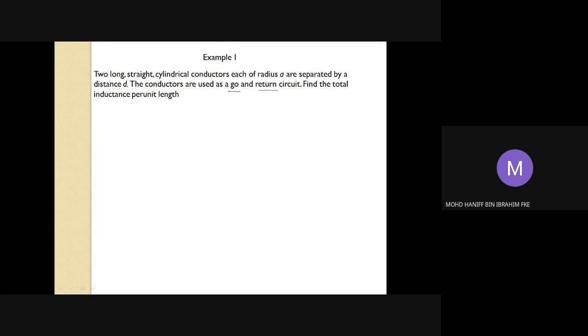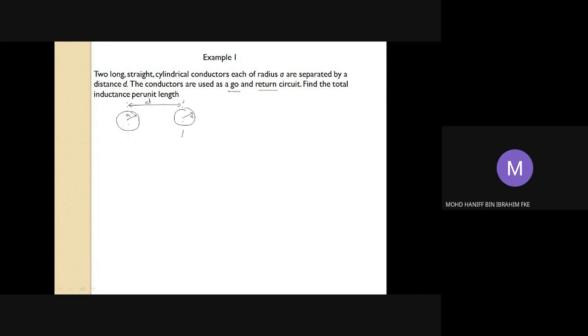We don't have any detail on the sketch or a graphical view of the problem, so we have to sketch it on our own. We are given two conductors: conductor number 1 and conductor number 2. Both have the same radius A, and the distance between these two conductors is D, which should be the distance between the centers of the conductors.